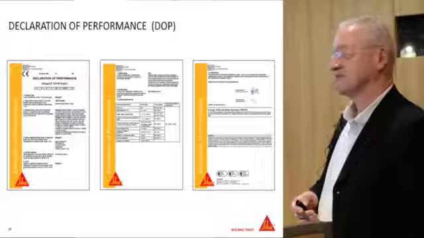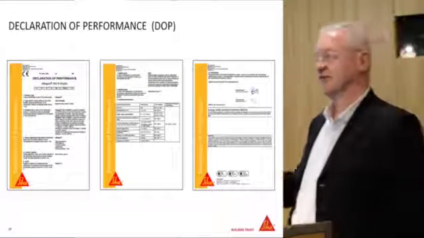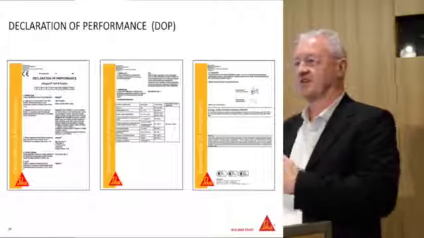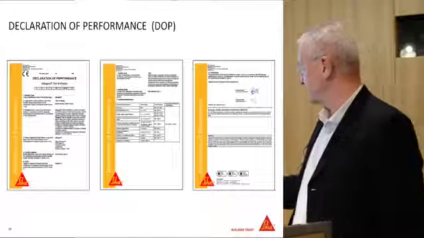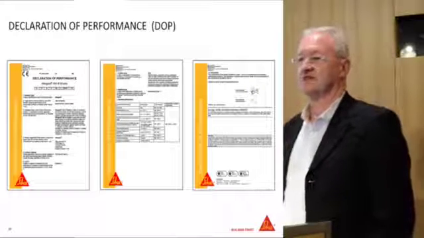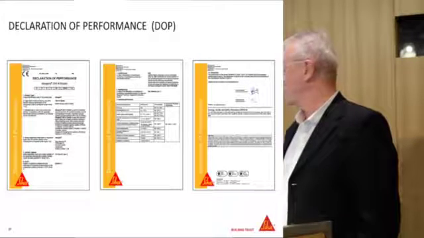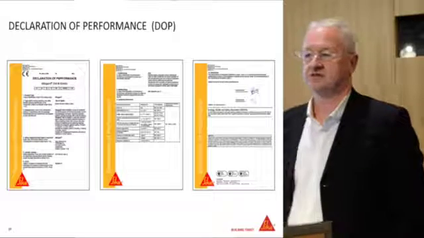The declaration of performance is the actual certificate that we produce for each product, which is an expanded version of the CE marking that's on the packaging. It gives you all the different test methods that we used, exactly the same tests that you have to comply with in 1504. This information will be on the packaging as well, but it won't have the test methods on there.